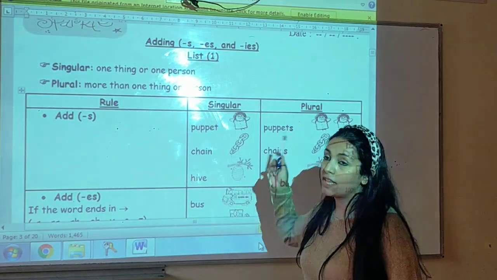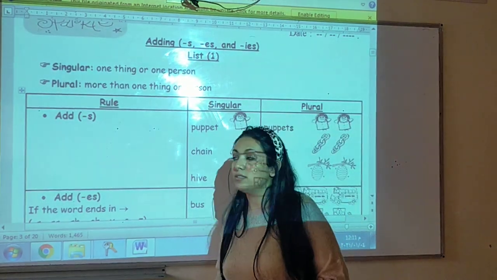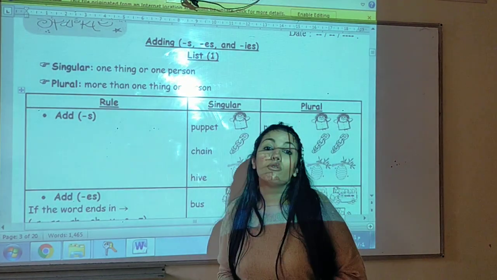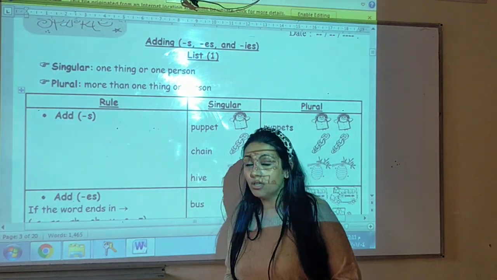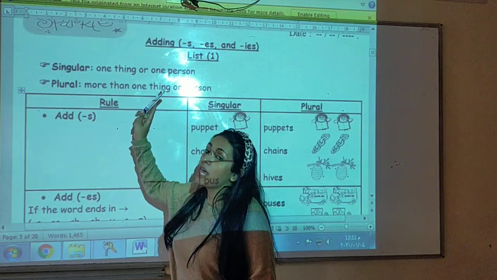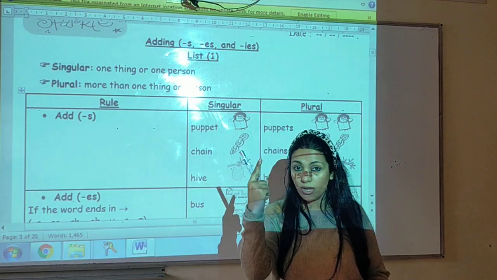We are going to start with list 1 in the spelling booklet. Okay, we are going to talk about singular and plural. What is singular and plural? I know that you took it before. Singular is when I say one thing or one person, just one.